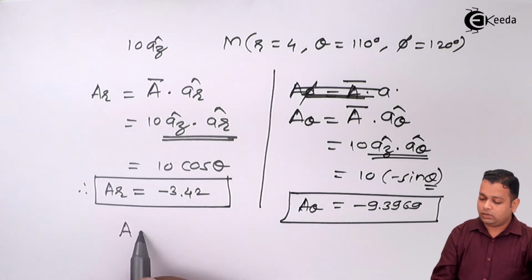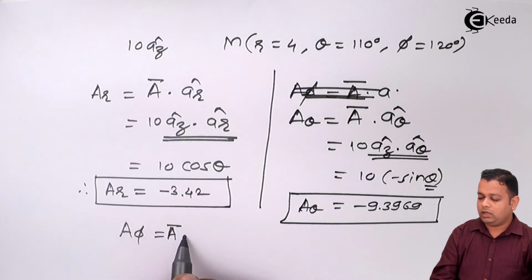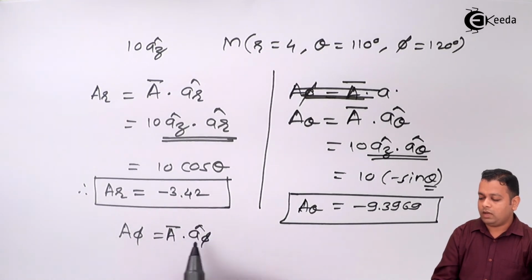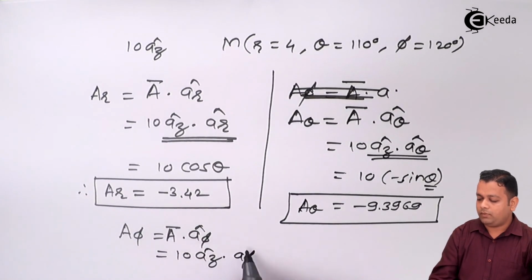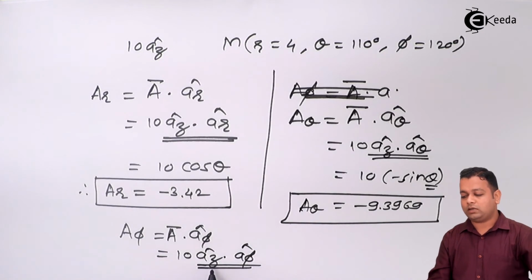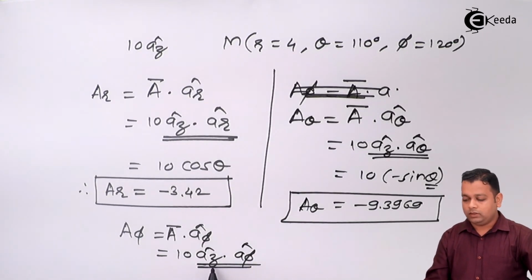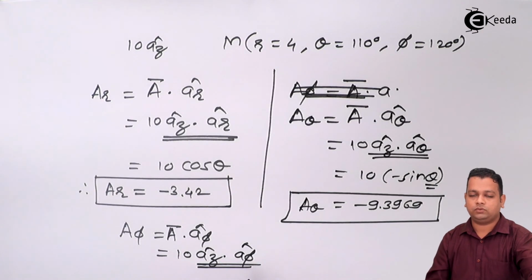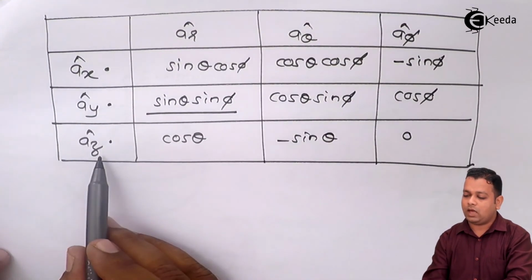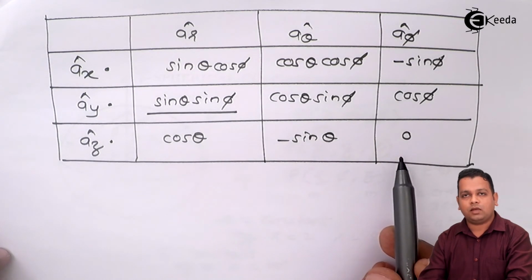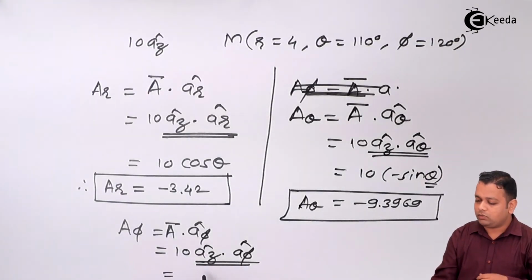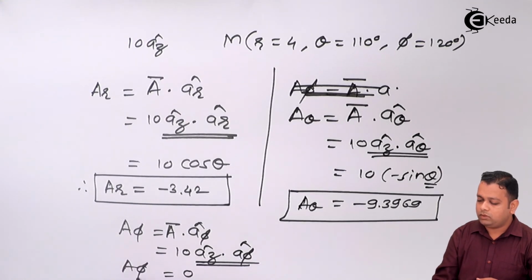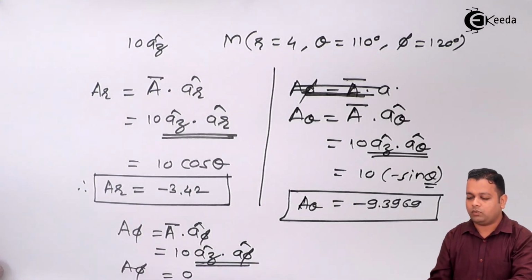The last coefficient A phi is A bar dot A phi cap. So this becomes 10 AZ cap dot A phi cap. Now if you look at AZ cap dot A phi cap, these are perpendicular to each other. So if you look at the table, as they are perpendicular, cos 90 becomes 0, the whole combination will be equal to 0. So there won't be any further calculation. A phi will be equal to 0.